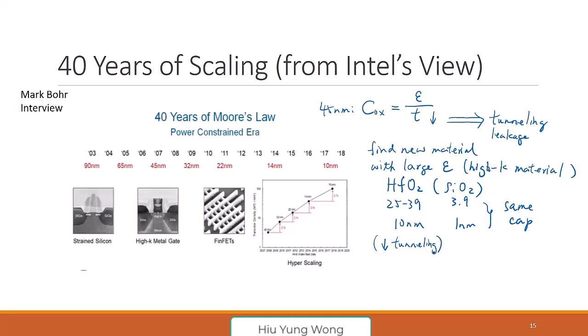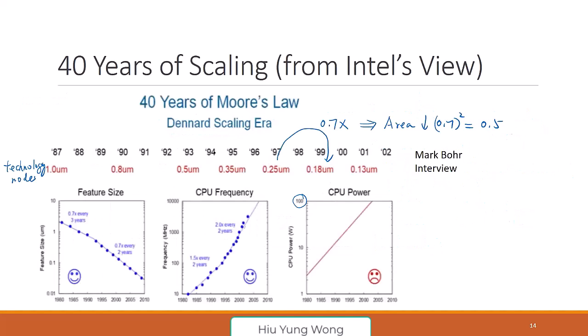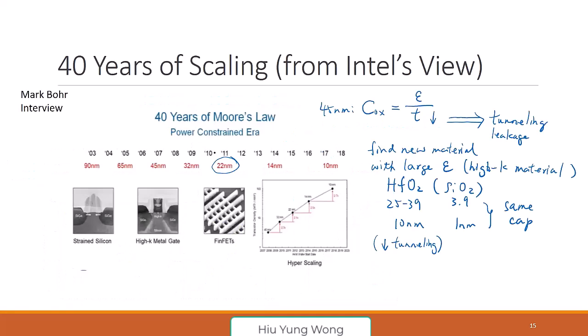Right? And we keep scaling, still not enough. Eventually, at 22 nanometer, Intel introduced something called FinFET. We'll discuss later why. But anyway, that is the point. Dennard scaling is there, but Moore's law is not, because we keep being innovative, applying strain, applying new material, applying new transistor architecture. Then we keep scaling to today.